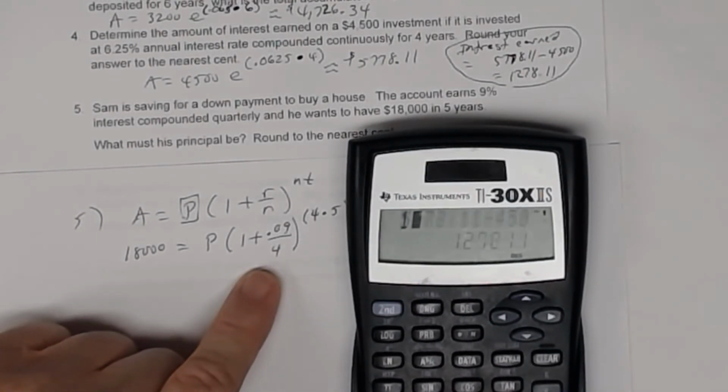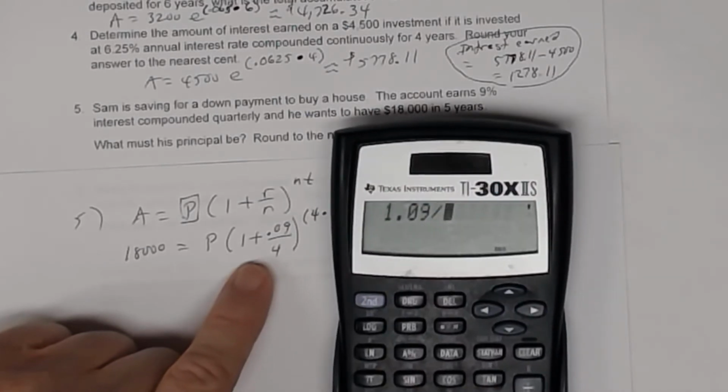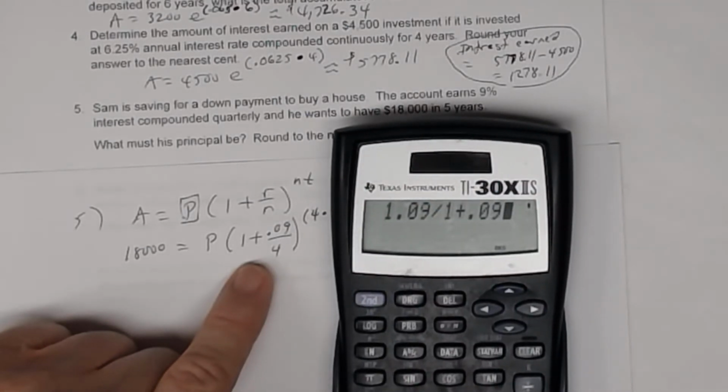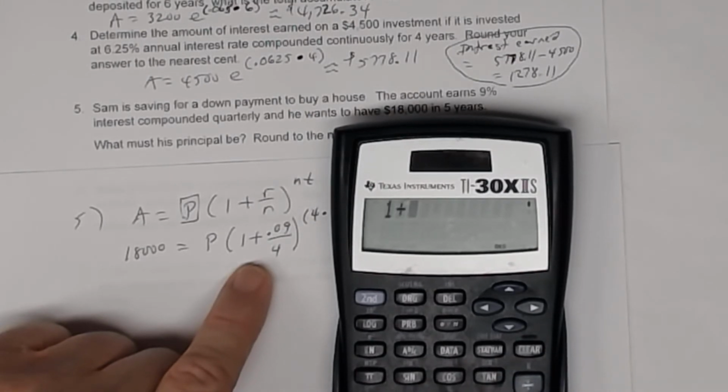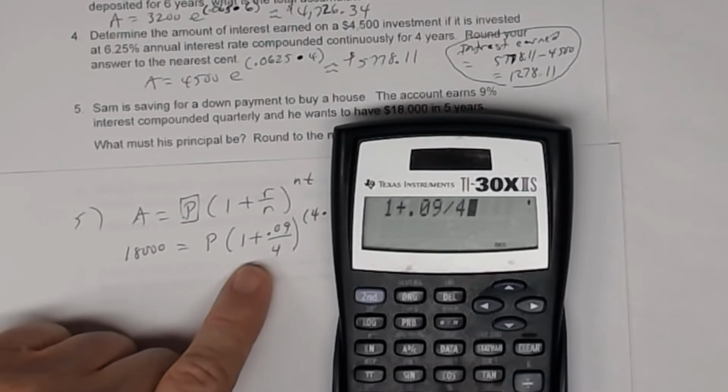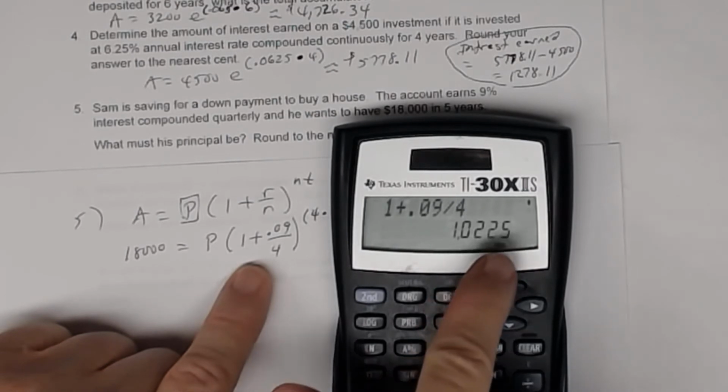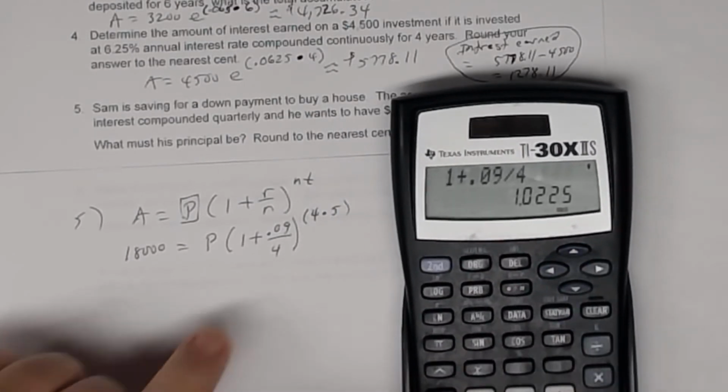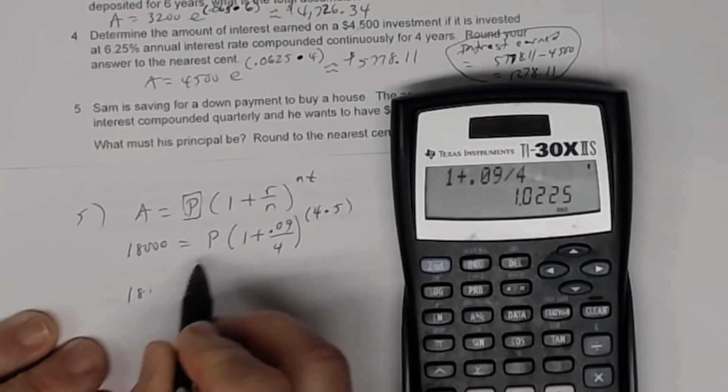So I would say 1 plus 0.09, let me erase all that. So 1 plus 0.09 divided by 4. And you get this, okay? So it's a terminating decimal. So let's put that here.